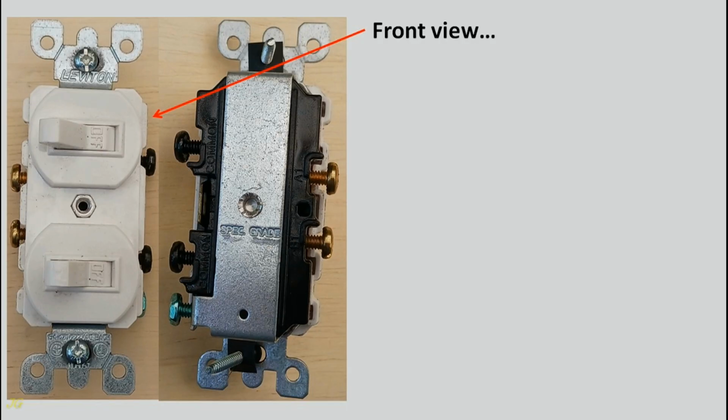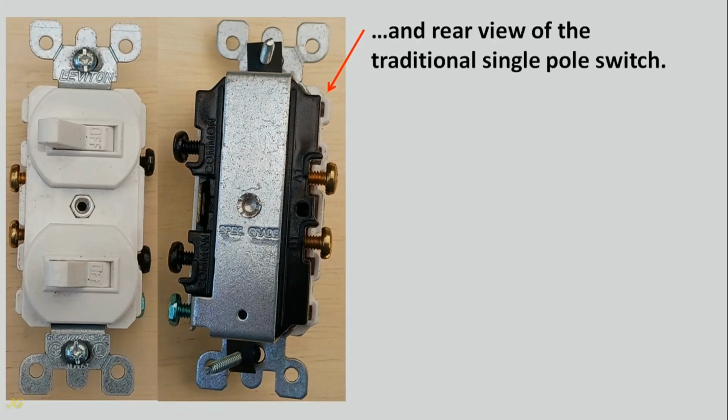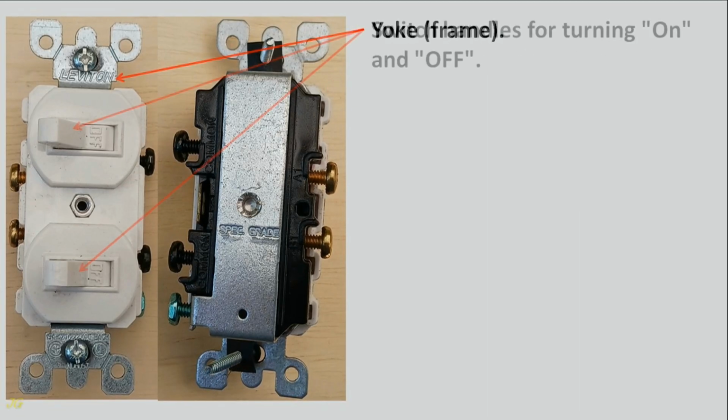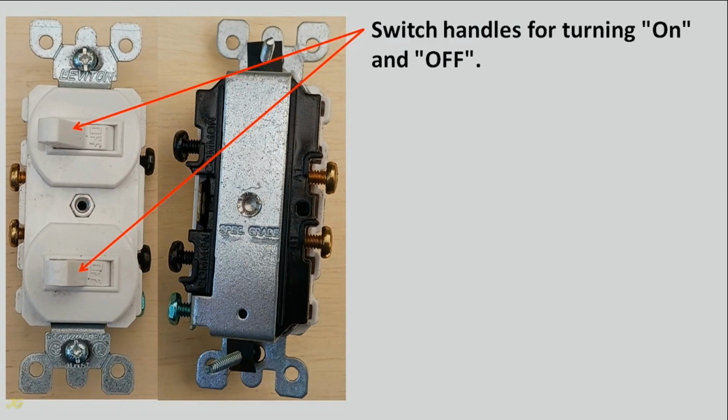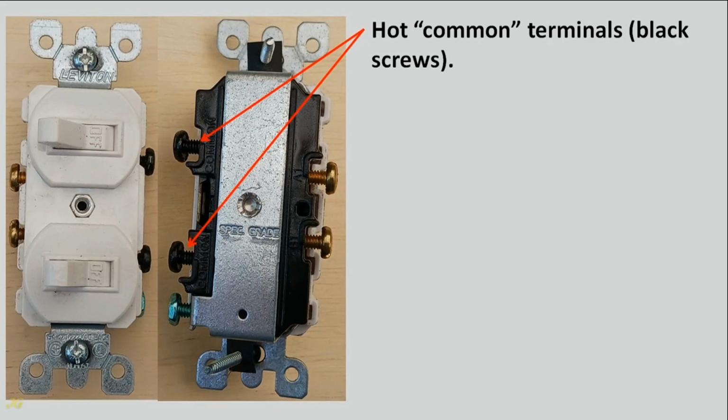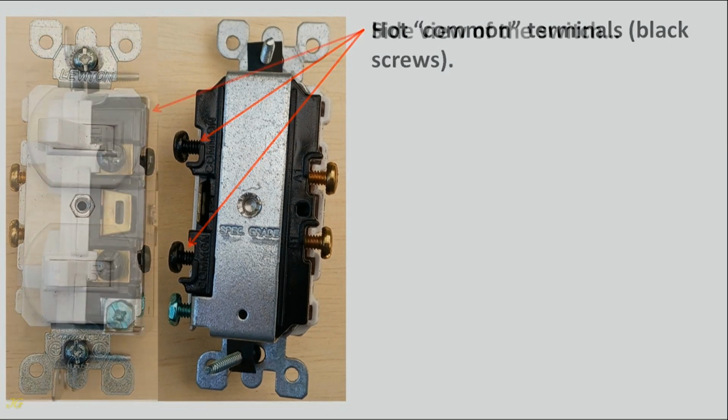Front view and rear view of the traditional single pole switch. Yoke, frame. Switch handles for turning on and off. Ground terminal, green screw. Hot common terminals, black screws.